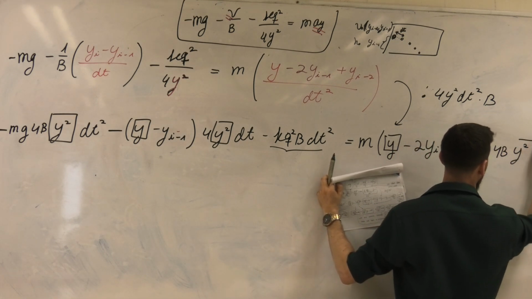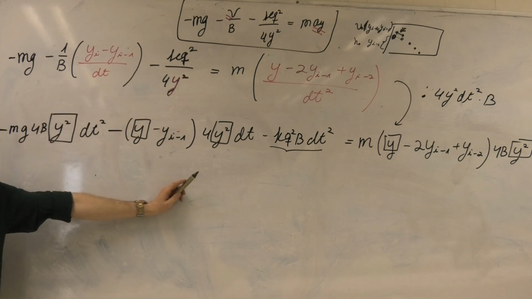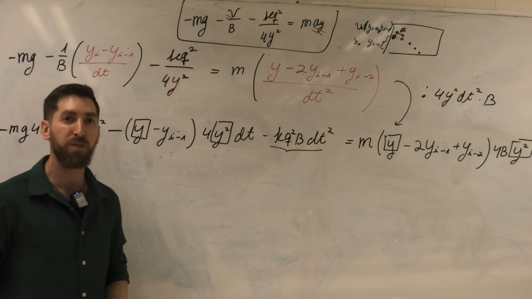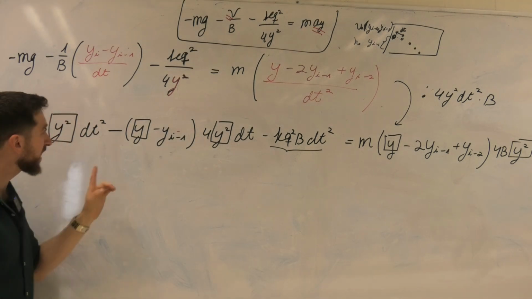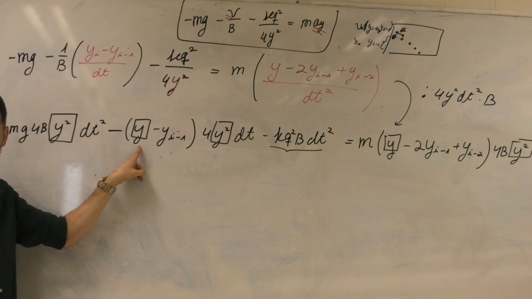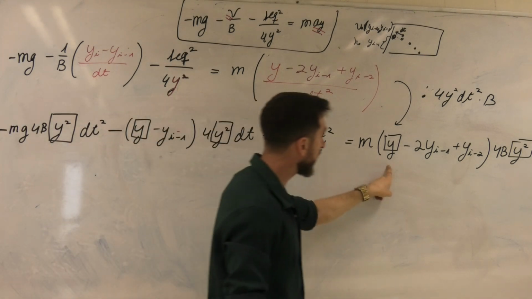4b y squared. Okay, so this is the equation, and I want you to see something very, very interesting. Everything here is constant besides y. You see it? We have y here, here, here, here, and here.